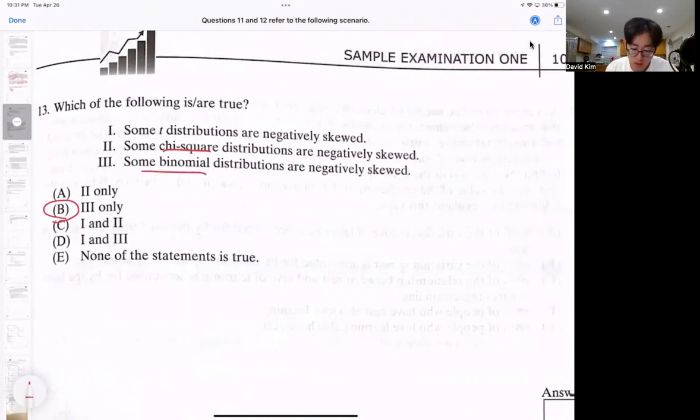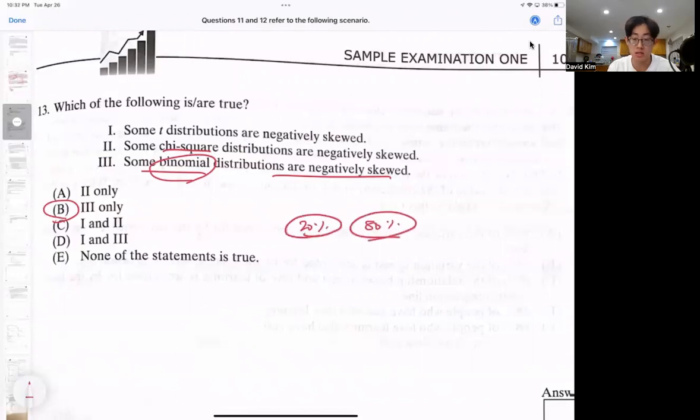So for 13, some binomial distributions are negatively skewed. Binomial distributions, as you remember, are distributions where you have, say, a 20% or 80% chance of success or failure. If your chance of success is low and your chance of failure is high, then if you were to take a distribution, more outcomes with fewer successes will happen because there are simply more chances of failure. So let's say you're measuring from 0 to 10, 10 being the number of outcomes that are successes.